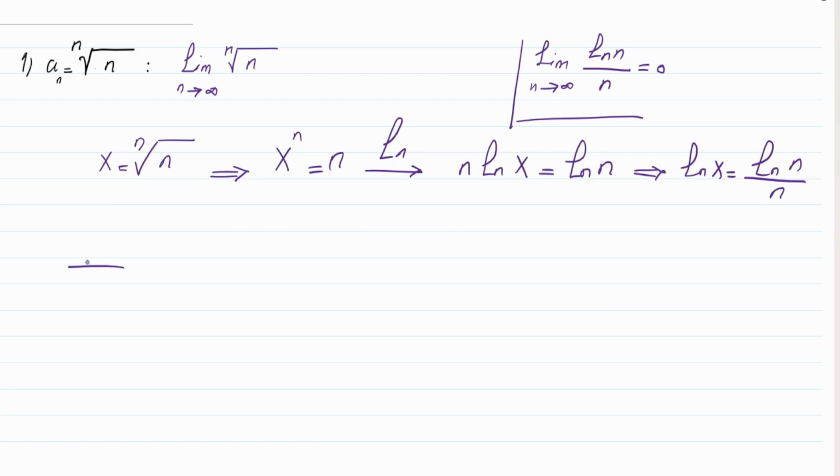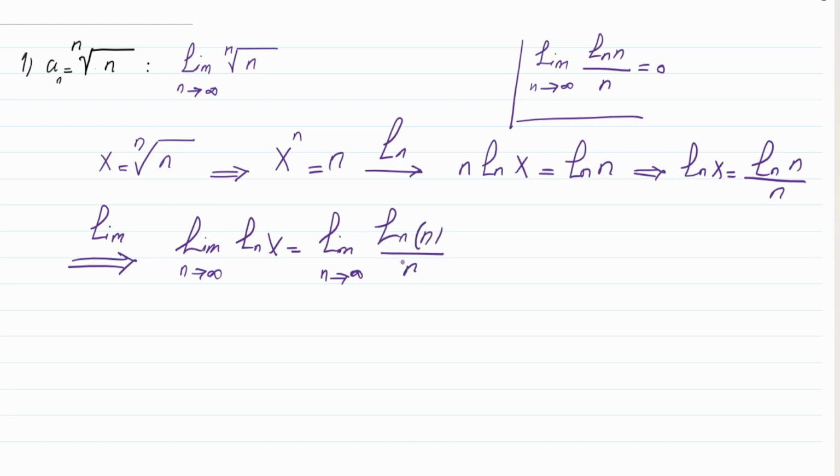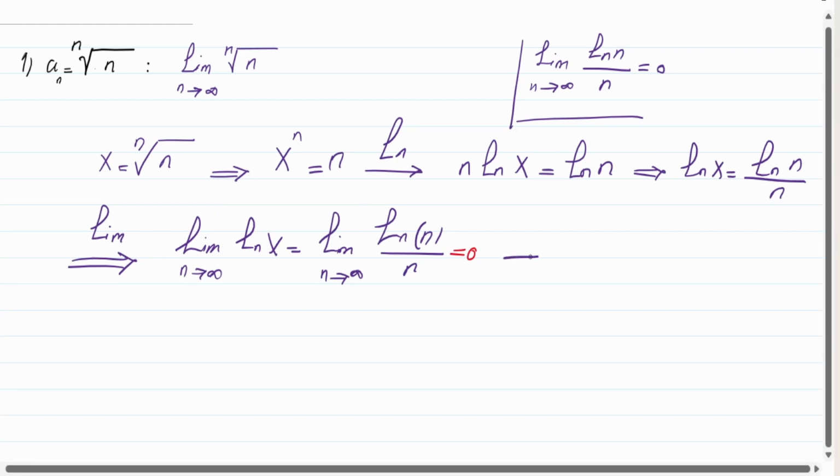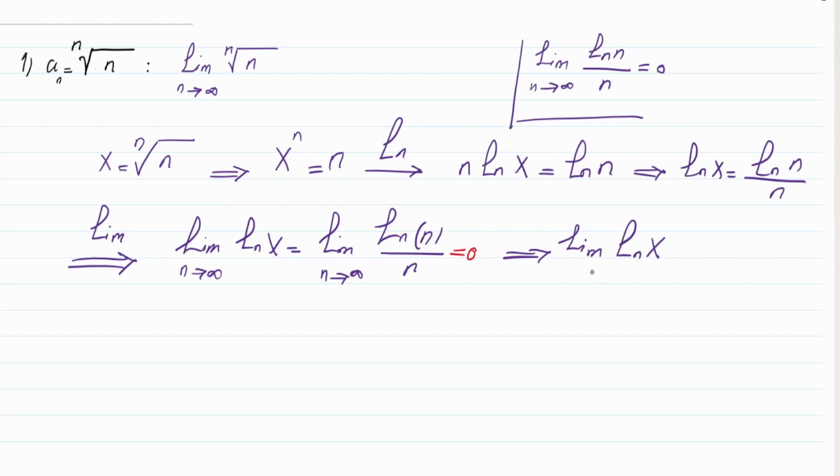If we take the limit from both sides of this expression as n approaches infinity, we can write that the limit as n approaches infinity of ln x equals the limit of natural log n over n. Based on our previous example, we know that the limit for this sequence is equal to 0. So we can conclude that the limit for ln x as n approaches infinity is also 0.